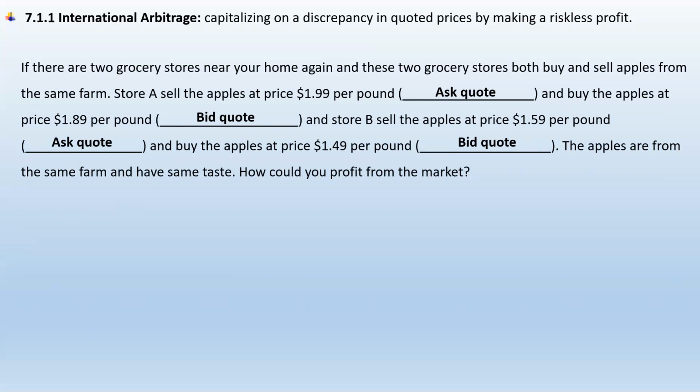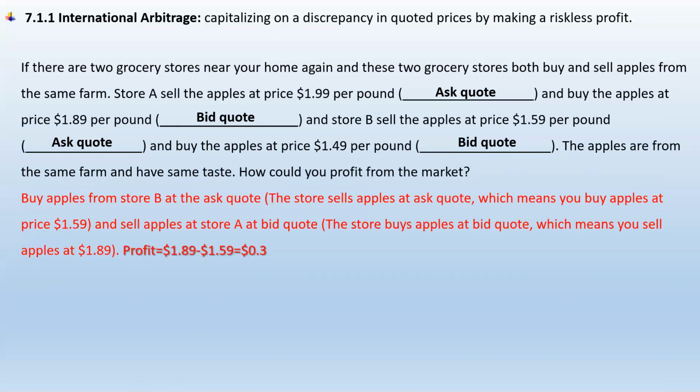They can make a profit from this bid-ask spread. The apples are from the same farm again. They have exactly the same taste. So how could you profit from this market? You can buy apples from store B at the ask quote, because the store sells at this price, which means you can buy at this price, and sell apples at store A at the bid price, which is your sell price but the store's buy price.